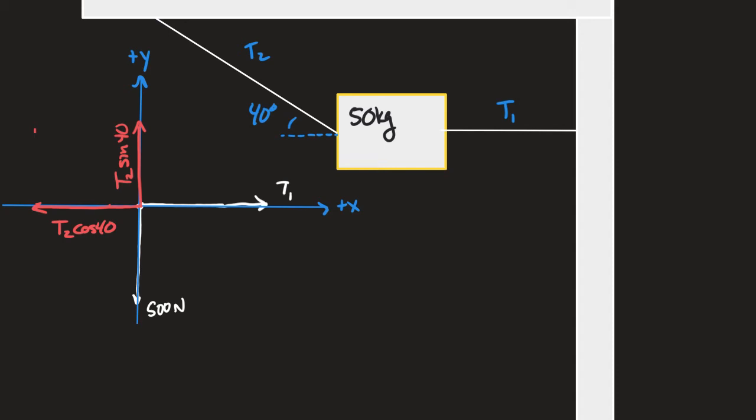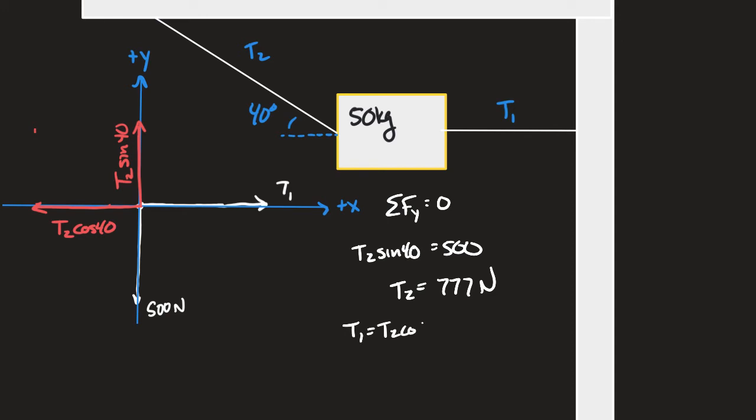And then I set up T2 sine 40 equals mg, which is 500. So T2 equals 777 newtons. And then I said T1 equals T2 cosine 40, which gave me 596 newtons. Perfect. That's it. Pretty straightforward. Couple things to point out here.